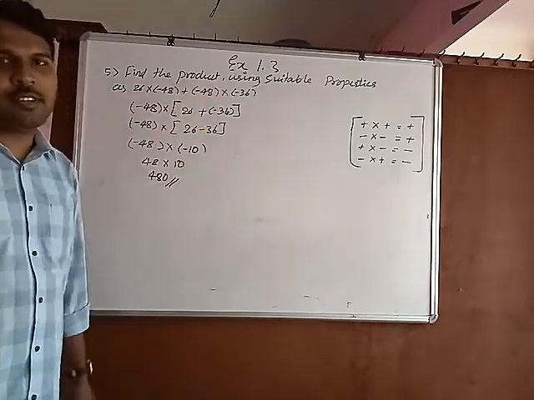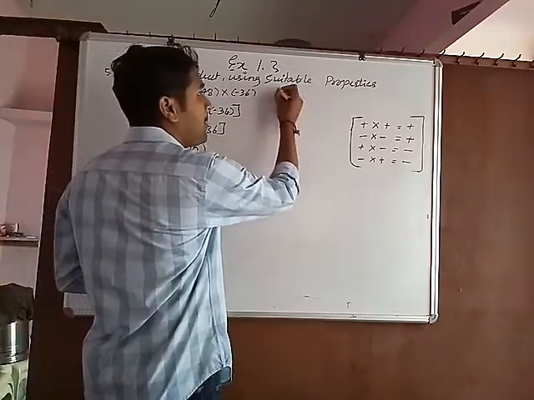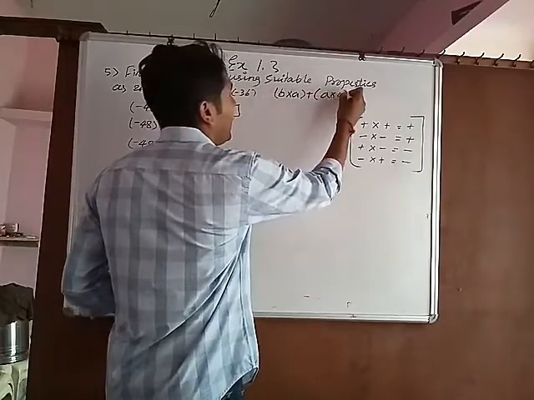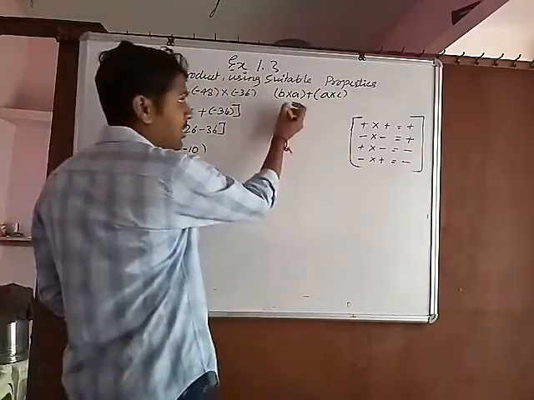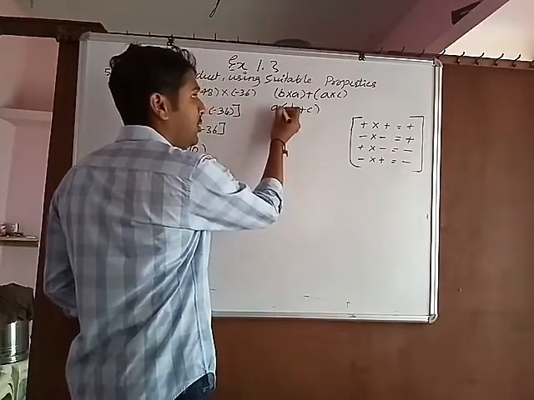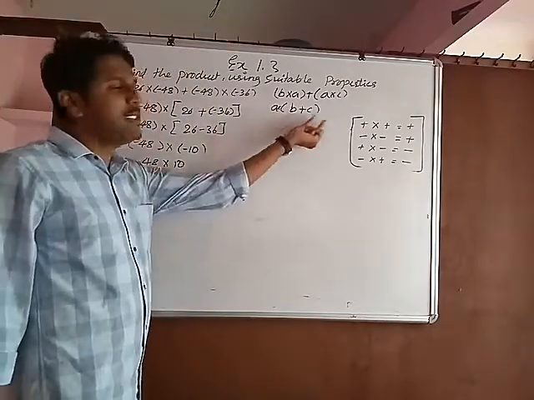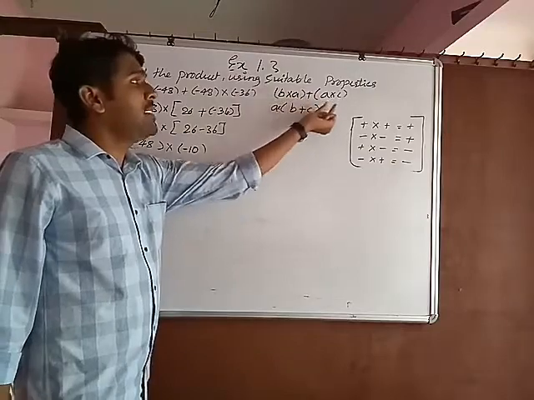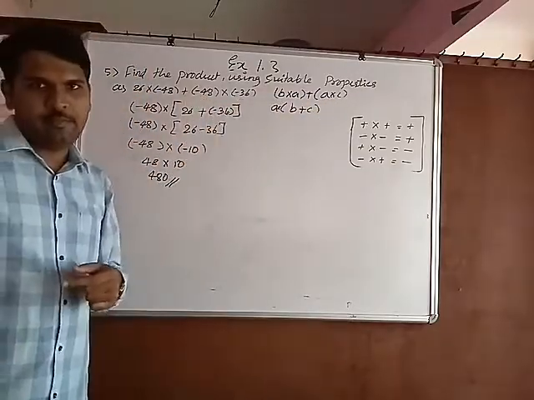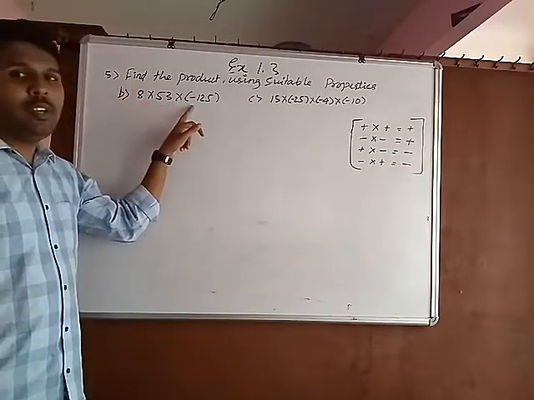Which property, tell me? Distributive property, no, this one. How to write this one? B into A plus A into C. Remove this one, A into B plus C. Here N2 is there. This is the property, no, distributive property. A into B plus C equals to A into B plus A into C. Which property? Distributive property. So next Bth one is 8 into 53 into minus 125.